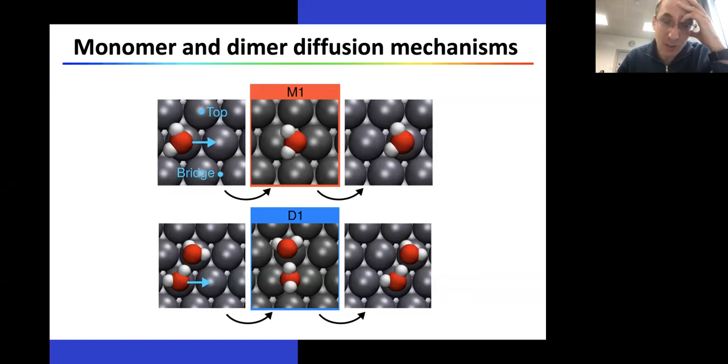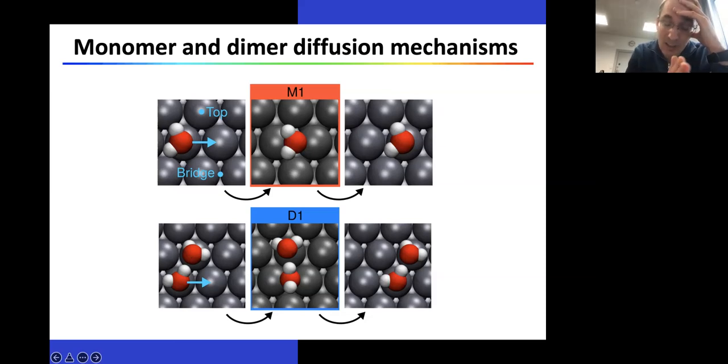And a water dimer has both of the molecules above individual metal atoms. It forms a single hydrogen bond. And what you see here is one molecule is the donor of the hydrogen bond, and we'll see in the next slide that it is bonded relatively strongly to the surface, just like the monomer is. The other molecule, which is accepting the hydrogen bond, is higher above the surface.